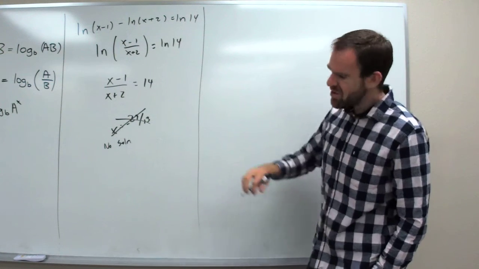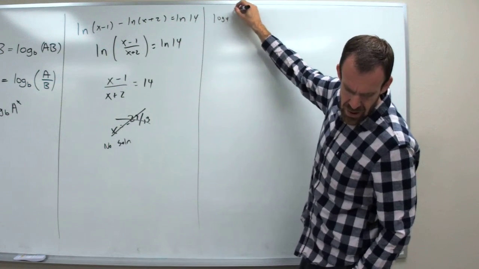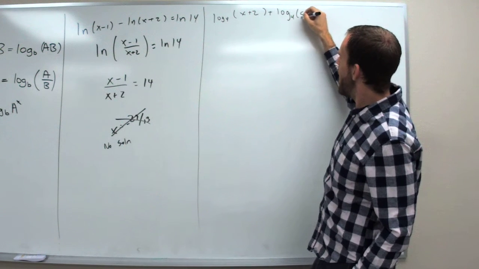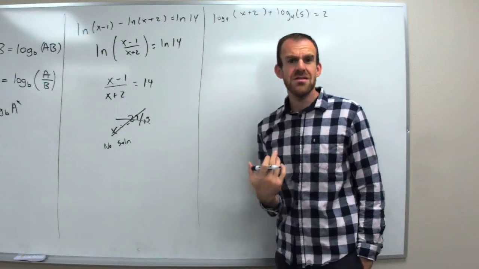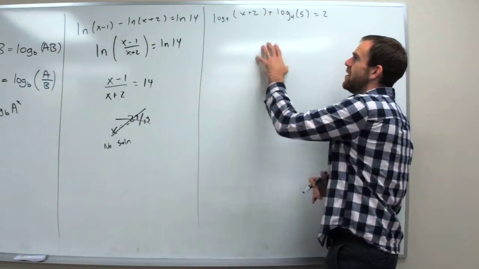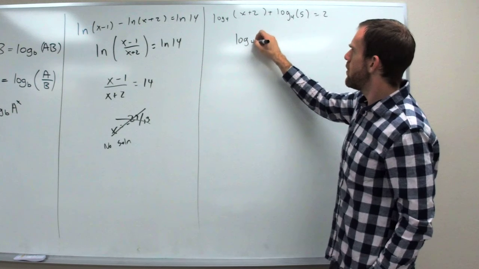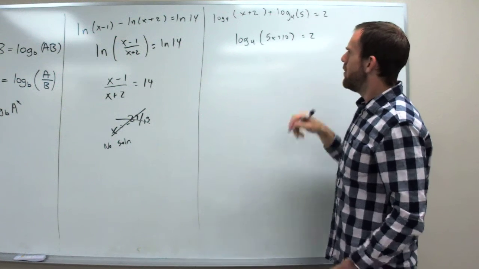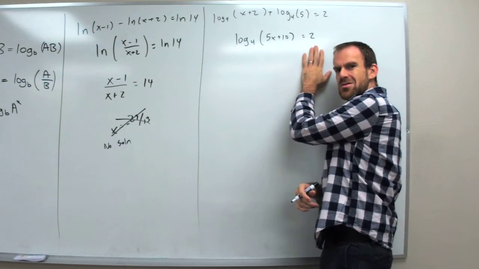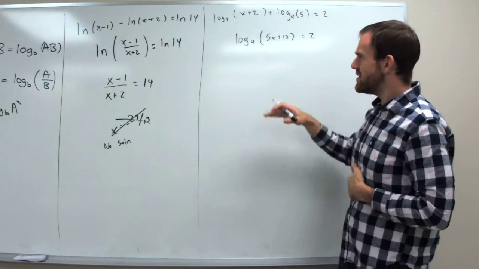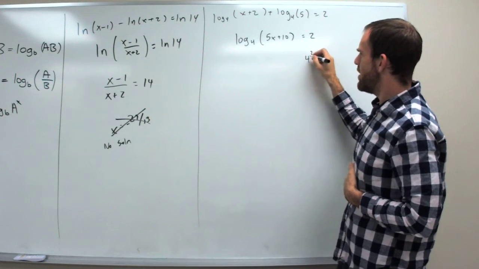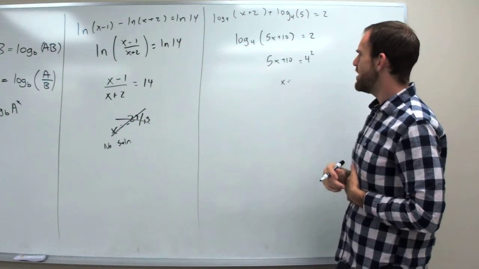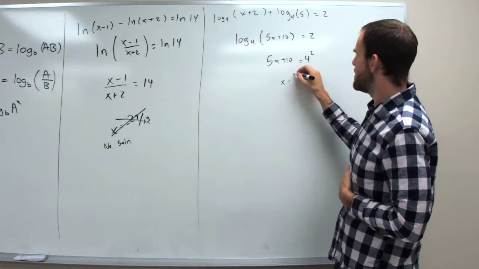Okay, let's try this one. Log base 4 of x plus 2 plus log base 4 of 5 equals 2. Now this one is a little bit trickier because we have logs on one side, which I can combine by multiplying, but it's equal to a number. It's not equal to a log over here. So in this case, I have to do base to the output, or 4 squared equals the input. So if I solve this, it looks like I get 6/5.